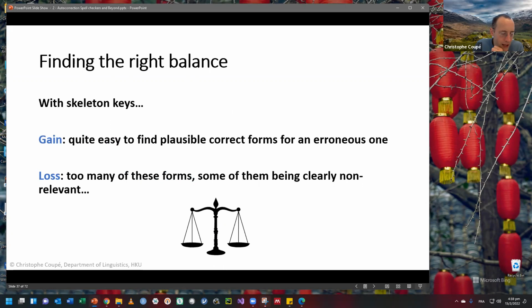So it's a balance, it's a trade-off. If you use skeleton keys, the gain is that it's quite easy to find plausible correct forms for a form that is not okay. But the trade-off is that very often you have too many of these forms, and some are clearly non-relevant. That's what can happen. So it's good, but it's not that good.